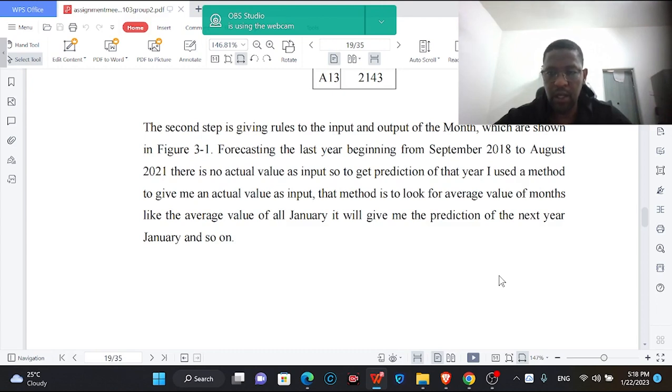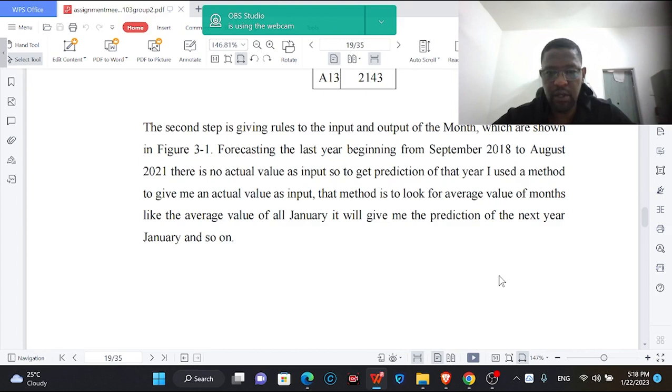There is no actual value as input, so to give a prediction of the years, I use a month to give me the actual value as input.